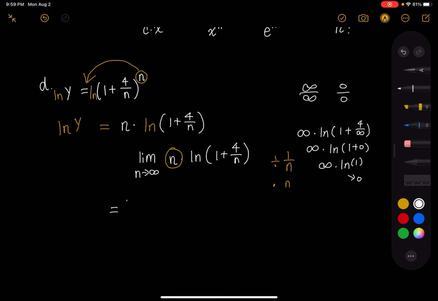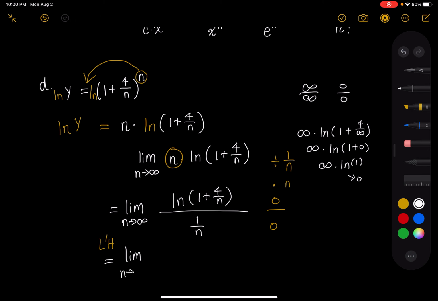So now we do the limit as n goes to infinity of ln of 1 plus 4 over n divided by 1 over n. These two expressions are equivalent. But now in this case, we have 1 over n, which goes to 0 as n goes to infinity. The top, ln of 1, goes to 0. So we have 0 over 0, so we can apply L'Hopital's rule. So we get the limit as n goes to infinity.